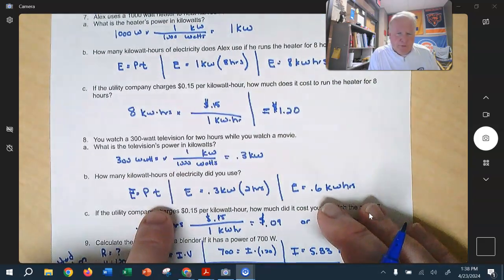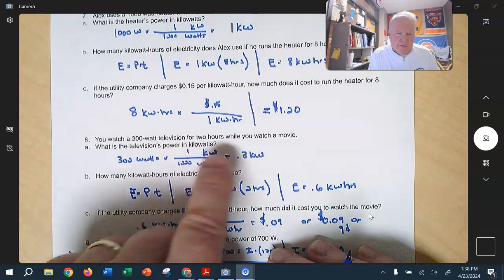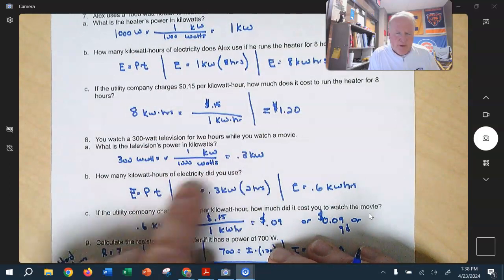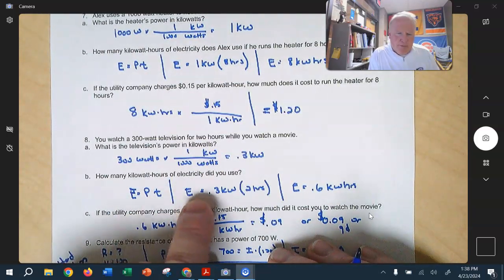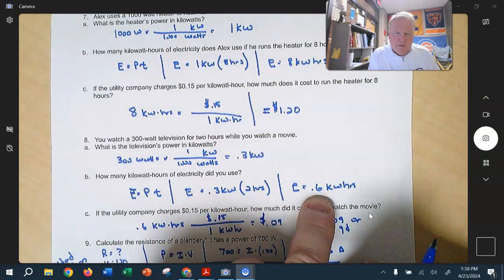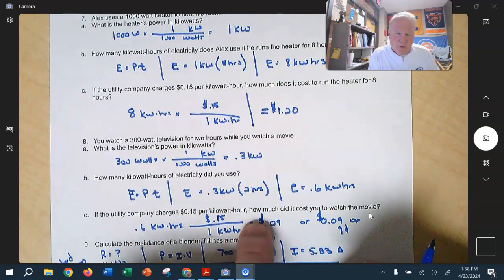And so the same thing in this question is going to be the same 3 things. Can you convert watts to kilowatts? Well, 300 divided by 1,000 is 0.3. Can you then convert that into energy, power times time? So 0.3 times 2, we get 0.6. And then can you convert that 0.6 into money?